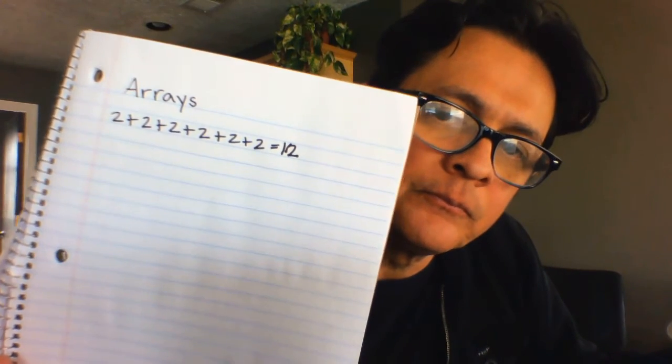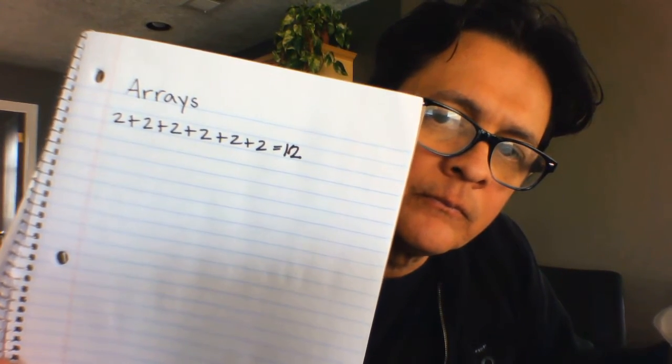2 plus 2 plus 2 plus 2 plus 2. 1, 2, 3, 4, 5, and one more is 12. Okay, and the other way to do this addition is 6, 2 times, 6 plus 6. 6 plus 6 is 12.